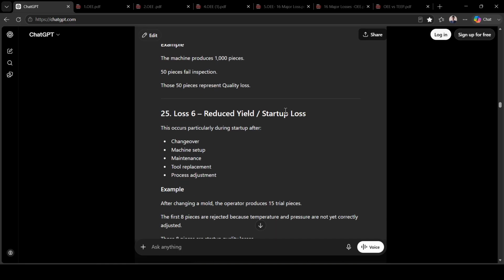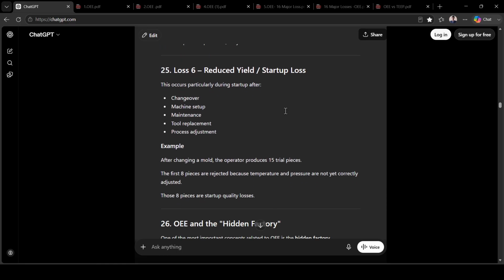Loss six is reduced yield or startup losses. This occurs particularly during startup after changeover, machine setup, maintenance, tool replacement, process adjustment. For example, after changing a mold, the operator produces 50 trial pieces and the first 8 pieces are rejected because temperature and pressure are not yet correctly adjusted. Those 8 pieces are startup quality losses.